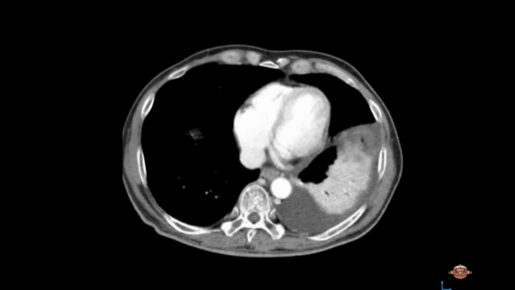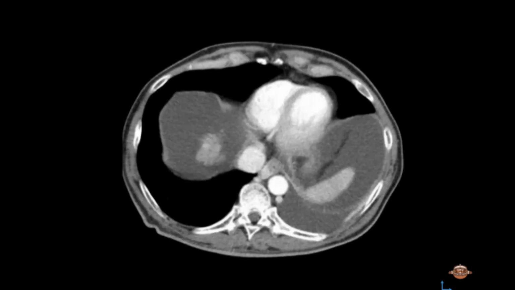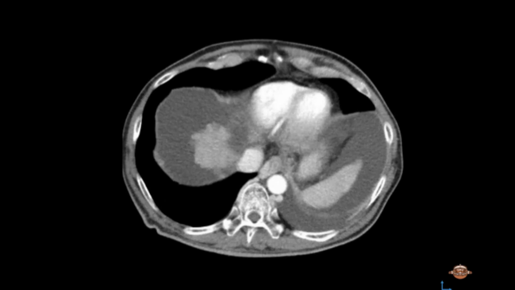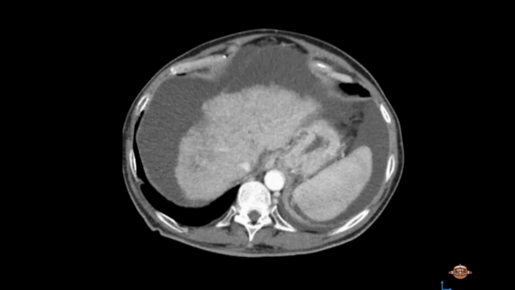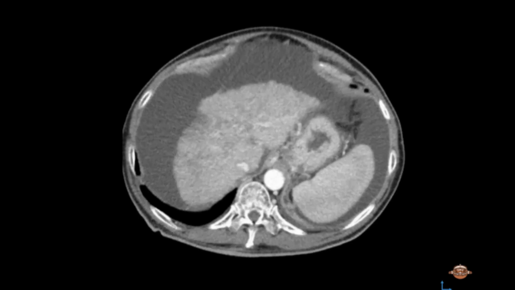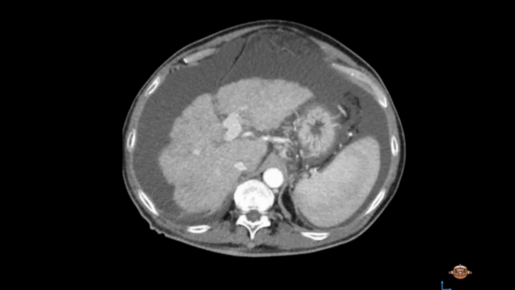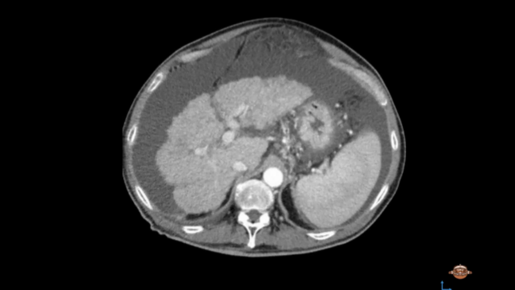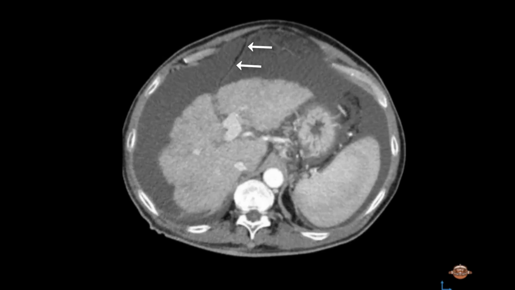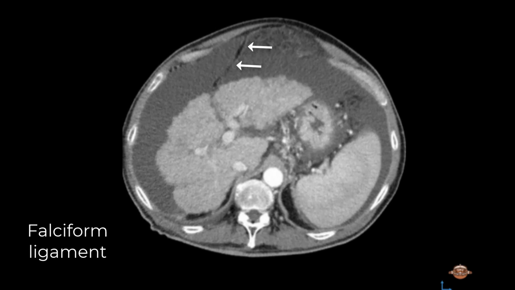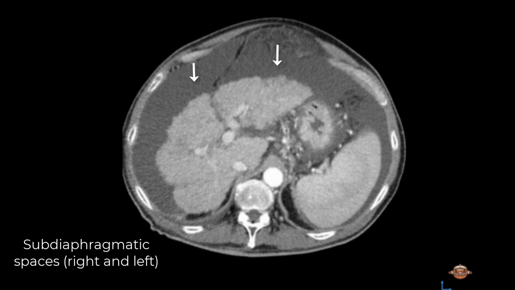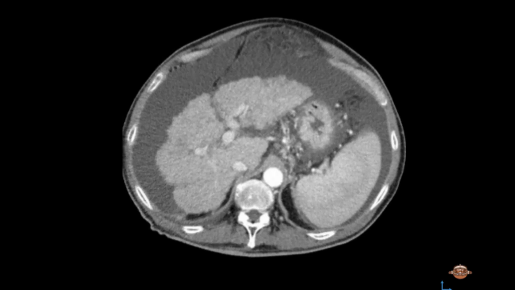And now compare the liver you have just seen with this one taken from a patient with ascites as a result of cirrhosis and portal hypertension. You can see the excessive fluid in the abdominal cavity, all these grayish tissues around the liver. They indicate the accumulation of the excessive fluid. You can see clearly the falciform ligament running from the liver to the anterior abdominal wall. Here it is. And the falciform ligament subdivides the subdiaphragmatic space, or subphrenic space, as it is also called, into two, the right and left.